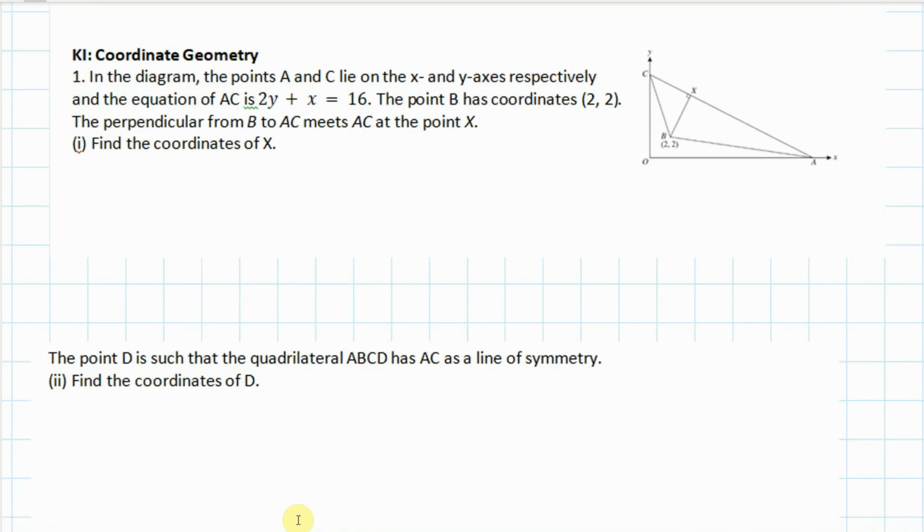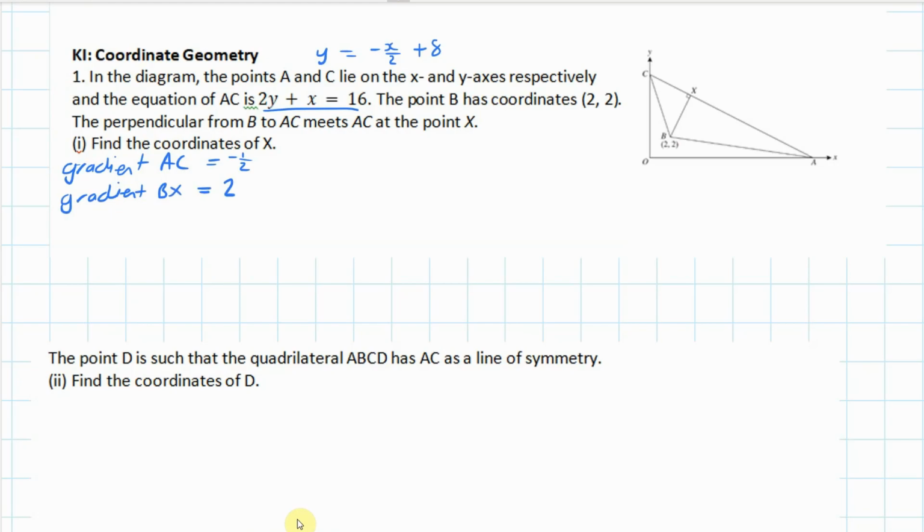So first of all, we can find the gradient of AC, and then we know what the gradient of BX is. So for the gradient of AC, we can just rearrange this and get y is equal to negative x over 2 plus 8. So just move the x across, divide by 2. So the gradient of AC is negative 1/2, and therefore the gradient of BX, if it's perpendicular, must be the negative reciprocal, so it should be 2.